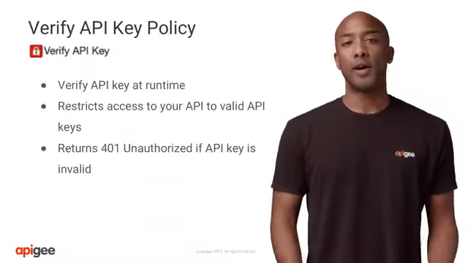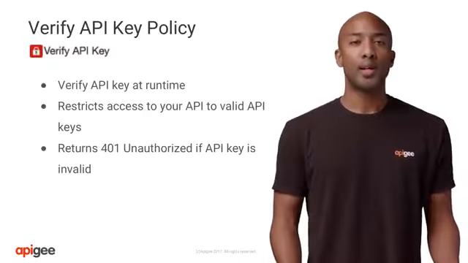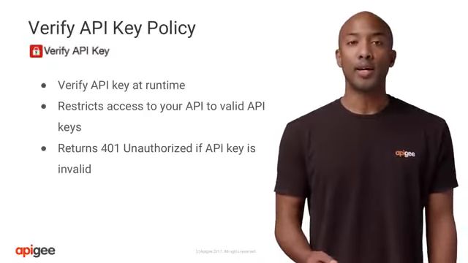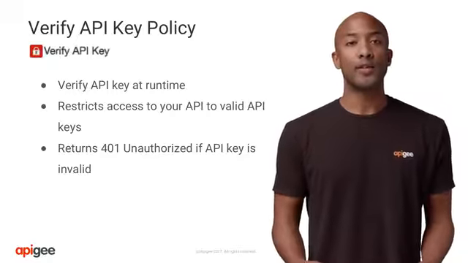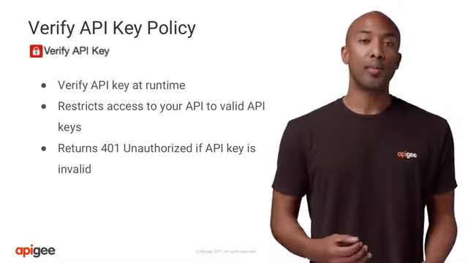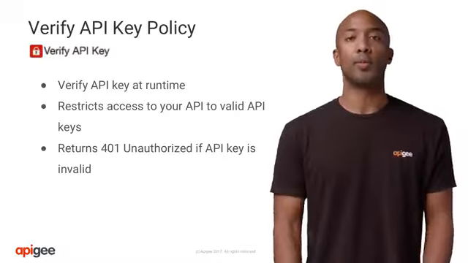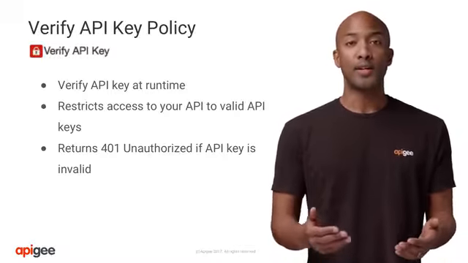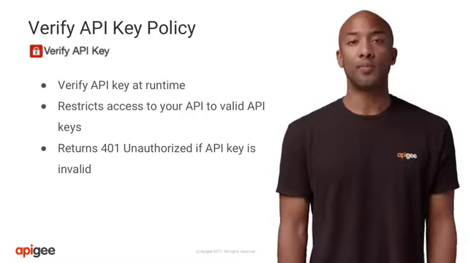Now let's discuss the Verify API Key policy. This policy is usually the first policy in the preflow, and it will validate the API key in the request. This policy is used in conjunction with API products, developers, and developer apps. Once you create these, then an API key and secret is automatically generated.